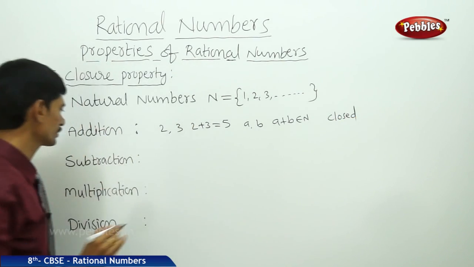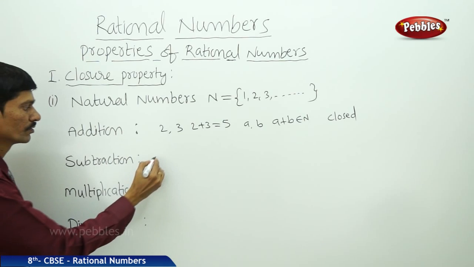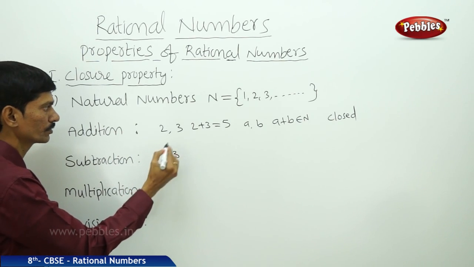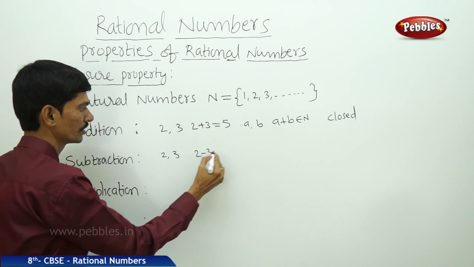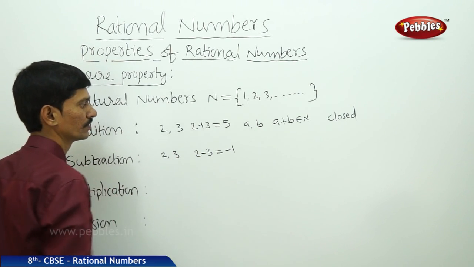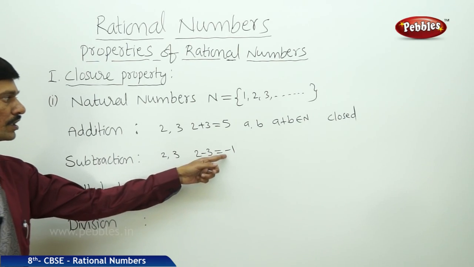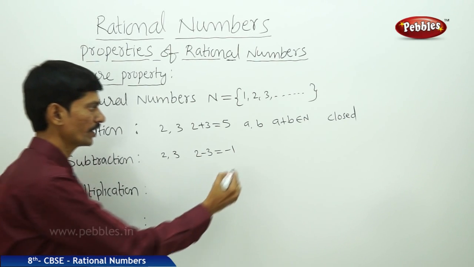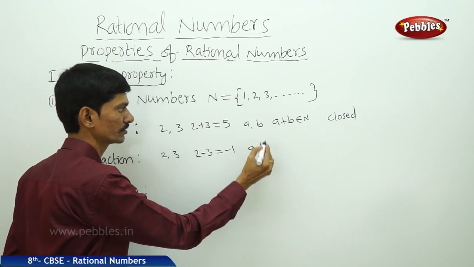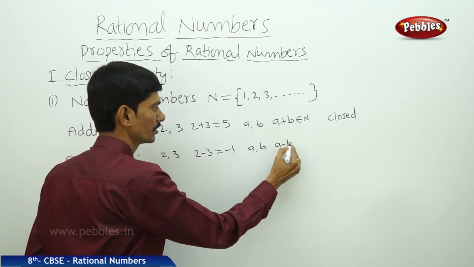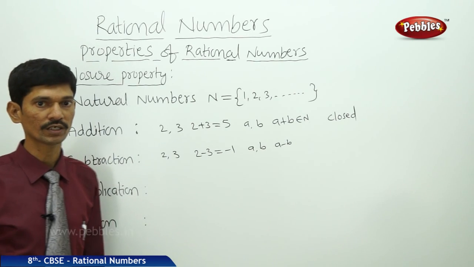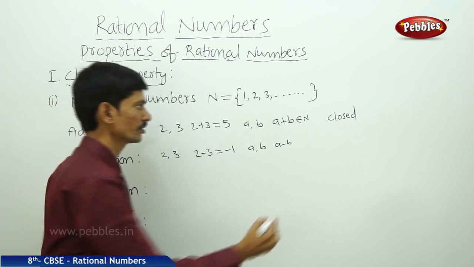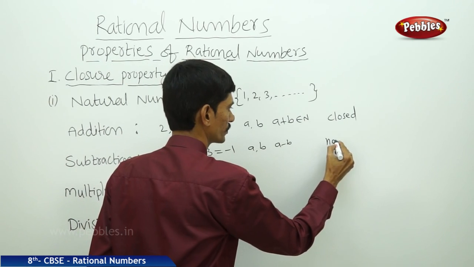Now let us see under subtraction. Now 2 and 3 are any two natural numbers. What is the difference? 2 minus 3 equals minus 1. But here minus 1 is not a natural number. So if A and B are any two natural numbers, then their difference may not be a natural number. So natural numbers are not closed under subtraction.